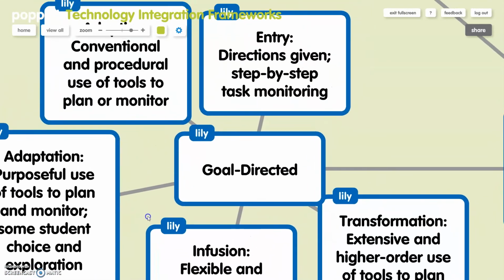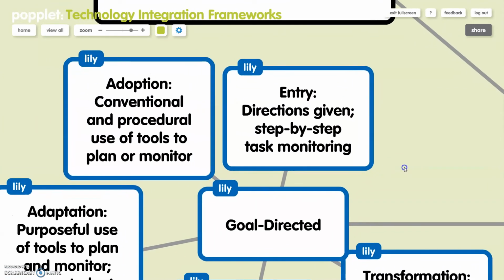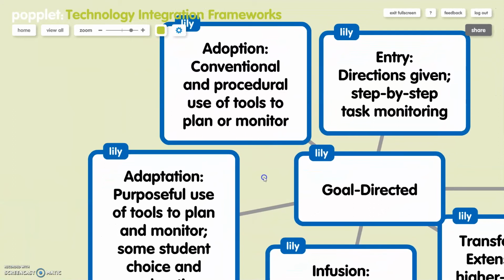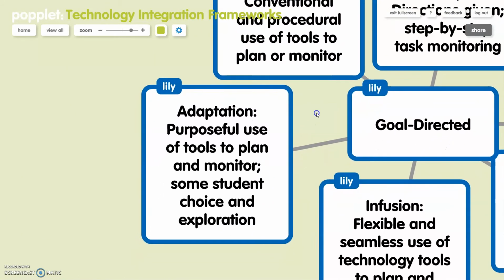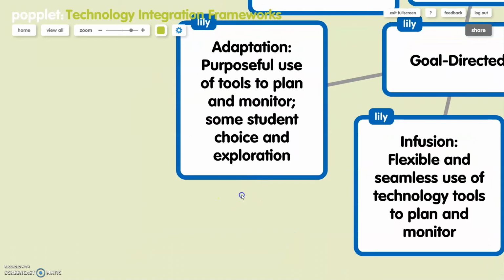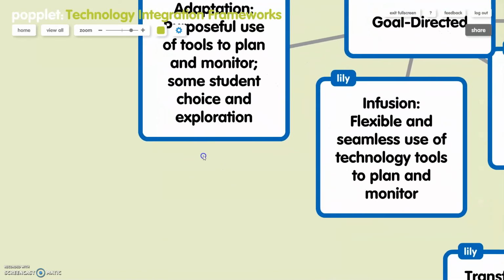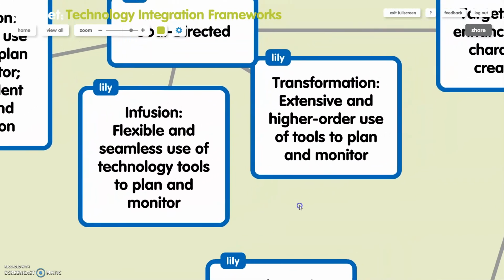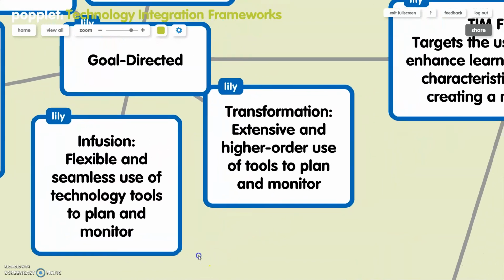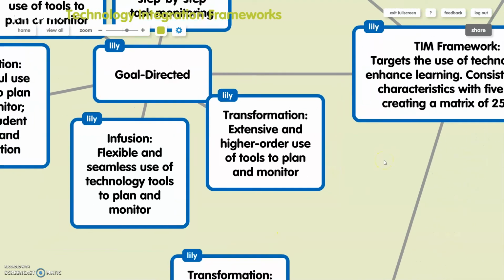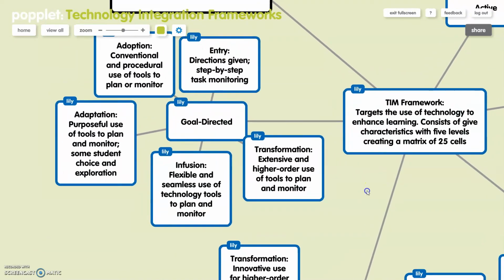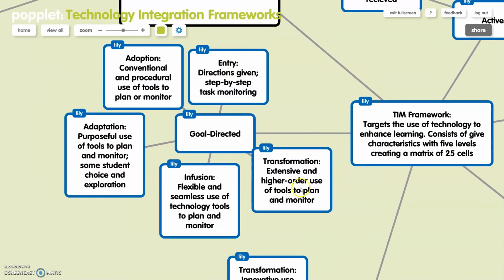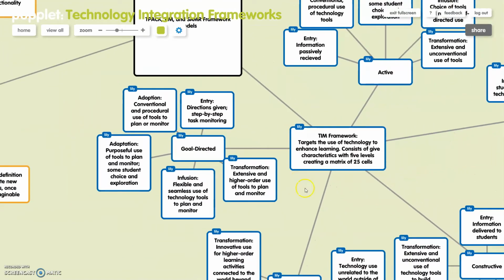And lastly, goal directed, starting with entry. Directions given, step-by-step task monitoring, adoption, conventional and procedural use of tools to plan or monitor, adaptation, purposeful use of tools to plan and monitor, some student choice and exploration, infusion, flexible and seamless use of technology tools to plan and monitor, and transformation, extensive and higher order use of tools to plan and monitor. And if you didn't notice, it kind of builds up with each of the five levels. So entry being, of course, the entry level, level one, and kind of building up the comfortability to transformation. That is that framework.